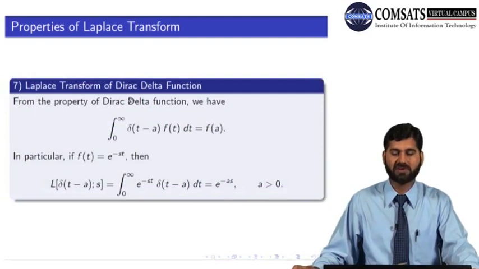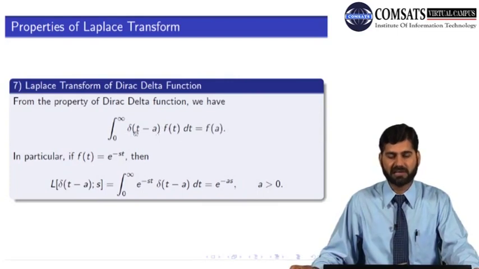The last property of the Laplace transform is the Laplace transform of the Dirac delta function. We discussed this function in detail when we studied the Green's function. So now, what is the Laplace transform of this Dirac delta function? You need to integrate, because you are taking the Laplace transform of delta(t minus a). So you need to multiply by e^(-st). And there is a property of the Dirac delta function. Whenever you multiply your Dirac delta function with some function, it picks the value of that function at t equal to a. So it becomes f(a).